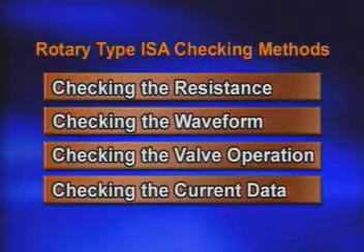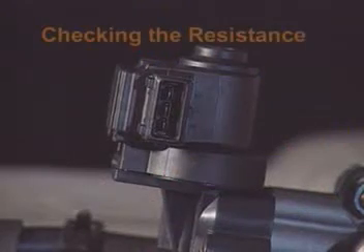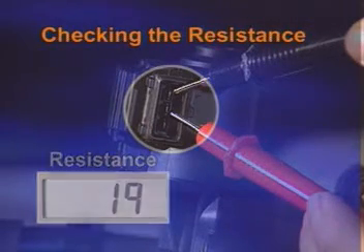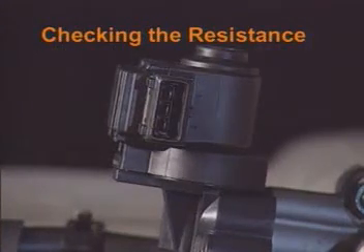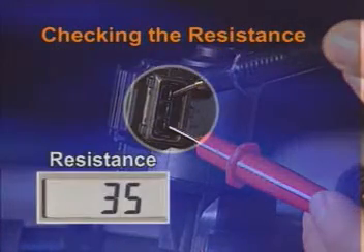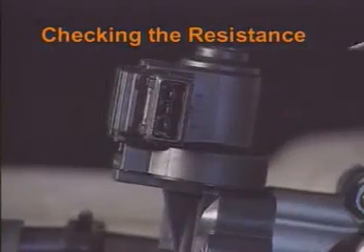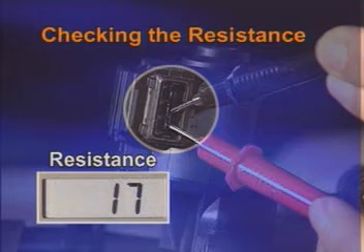There are several ways to check idle speed actuators. First, checking the resistance. Second, checking the waveform. Third, checking the valve operation. Fourth, checking the current data. Firstly, to check the resistance, remove the idle speed actuator connector and measure the resistance of the opening coil and closing coil directly. Through this, we can check the internal coil condition of the idle speed actuator.